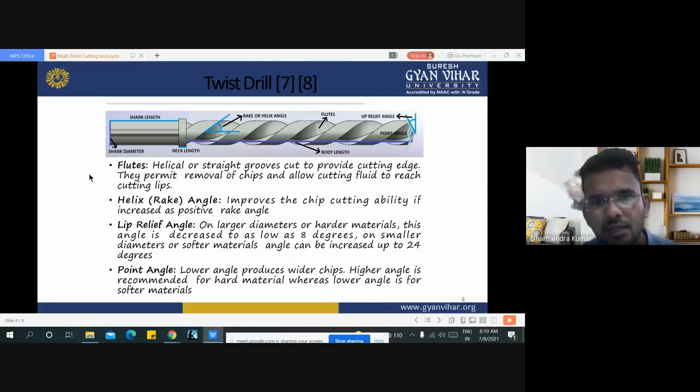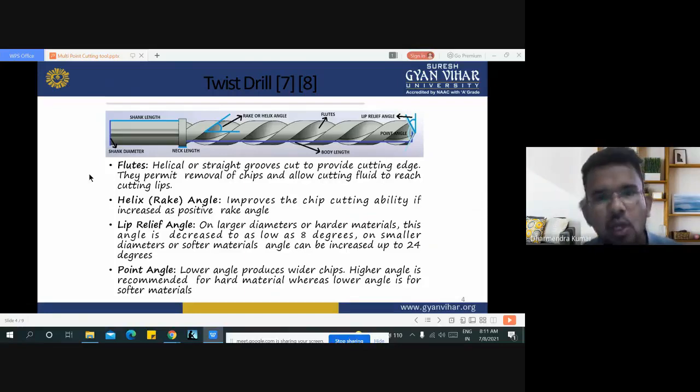Lip relief angle. On larger diameter or harder material, this angle is decreased to as low as 8 degrees. On a smaller diameter or softer material, the angle can be increased up to 20 degrees. It depends on the operator, meaning which type of material we are using. If we are using harder material, then the lip relief angle is as low as 8 degrees, and if we are using softer material, then the value of relief angle will be up to 20 degrees.